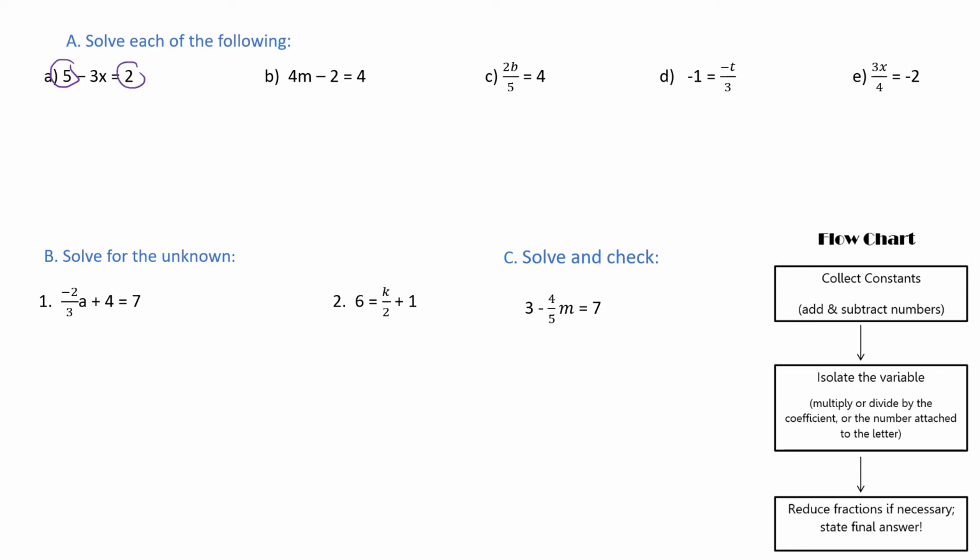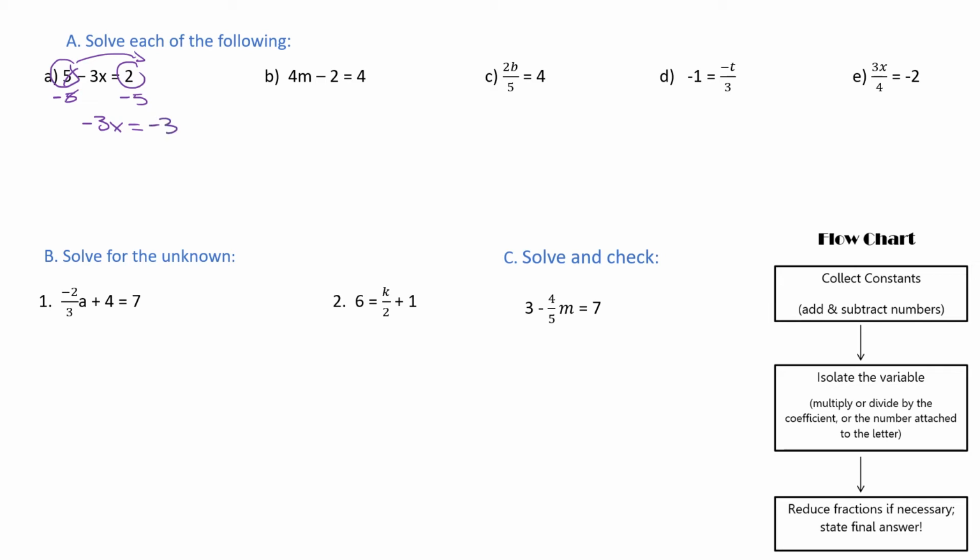So I'm going to put them on the side that the x is not on because I want to get it away from the x, which means I'm going to have to subtract 5. Subtract 5 from both of them. 5 minus 5 is 0. So I'm still left with -3x. And then I have 2 minus 5, that's -3.